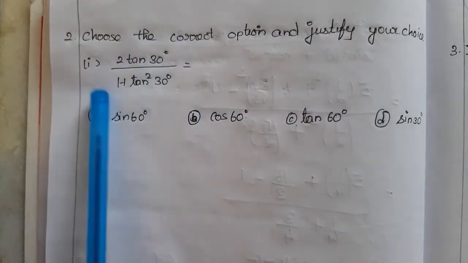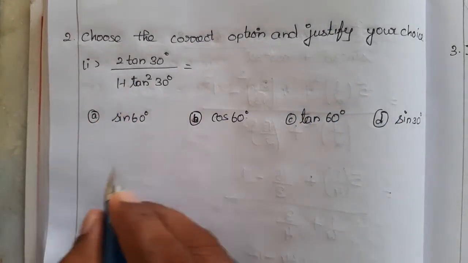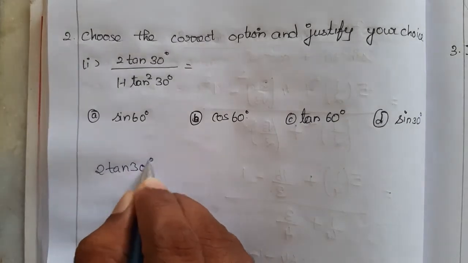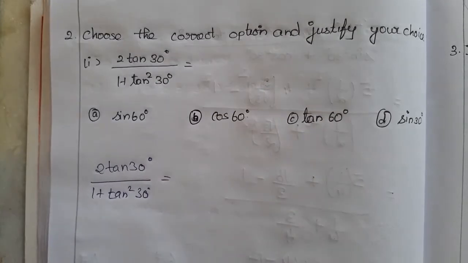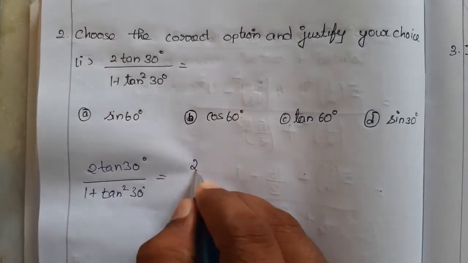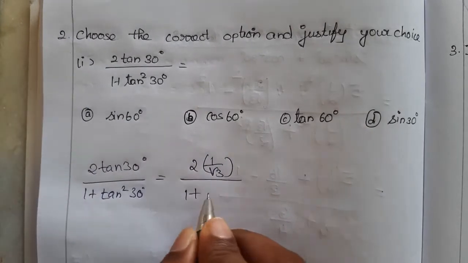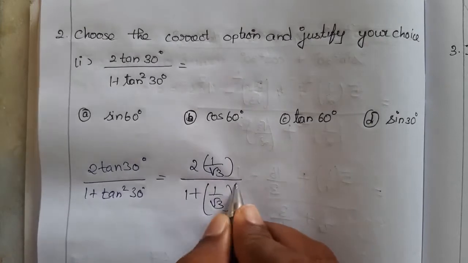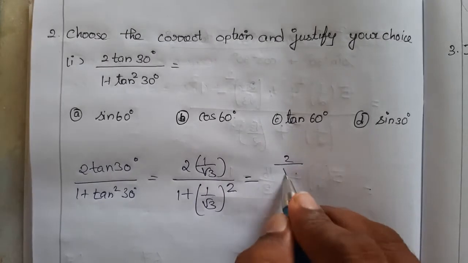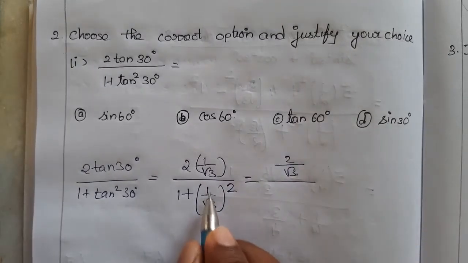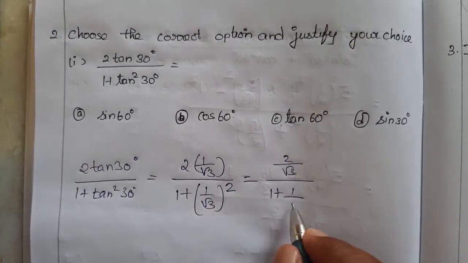By seeing it, it's a little difficult to choose the answer, so let me give the explanation and we will choose the answer. So here is 2 tan 30 degree by 1 plus tan square 30 degree. So it will become 2 into tan 30, which is 1 by square root of 3, divided by 1 plus tan square, which will be 1 by square root of 3 the whole square, right? Tan 30 degree is 1 by square root of 3. So here we will be getting 2 by square root of 3, and here we can make the square. 1 square will be 1 and square root of 3 square will be 3.